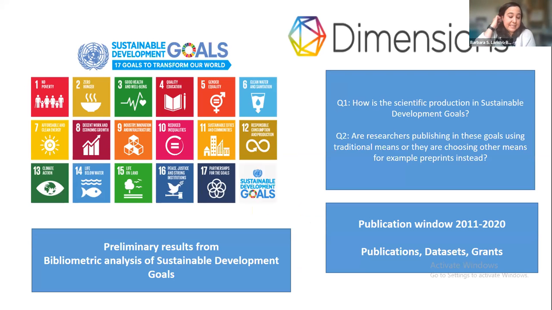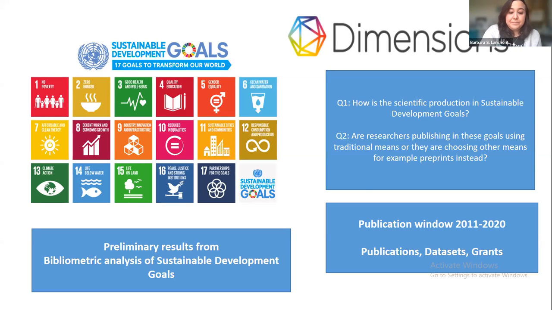For the purpose of this analysis, I have used the Dimensions database to be able to analyze not only articles, but other outputs such as preprints, data sets, grants, etc. I have used a publication window of 10 years, from 2011 to 2020, to see the evolution and measure the scientific production in these goals: publications, articles, preprints, in open access, for example gold, green, hybrid, and also closed publications.